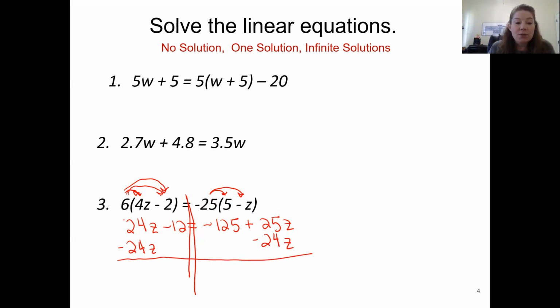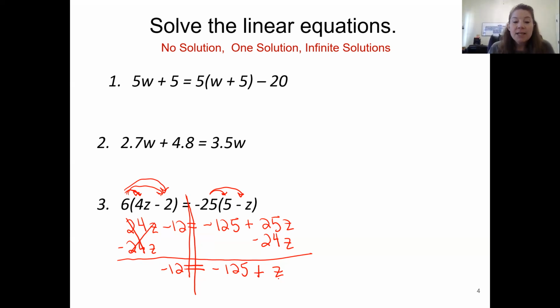All right, so 24z minus 24z is nothing. So I'm going to bring down my negative 12. I'm going to bring down that equal sign. I'm going to bring down negative 125. And then 25z minus 24z is positive 1z. And 1 times z is just z.